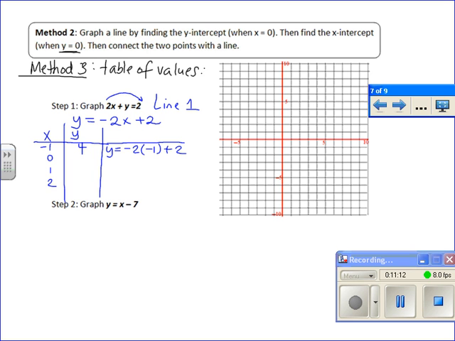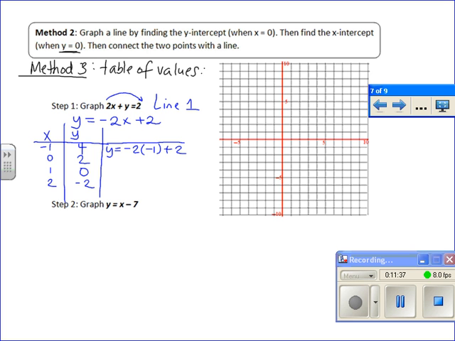Okay, then we put a 0 in for x for the next point, and we'd get 2 for y, because the negative 2x would cancel. If I put in a 1 for x, I get negative 2 plus 2, which is 0. If I put in a 2 for x, I get negative 4 plus 2, which is negative 2. So right away, there are 4 points on my line. I can plot them now.